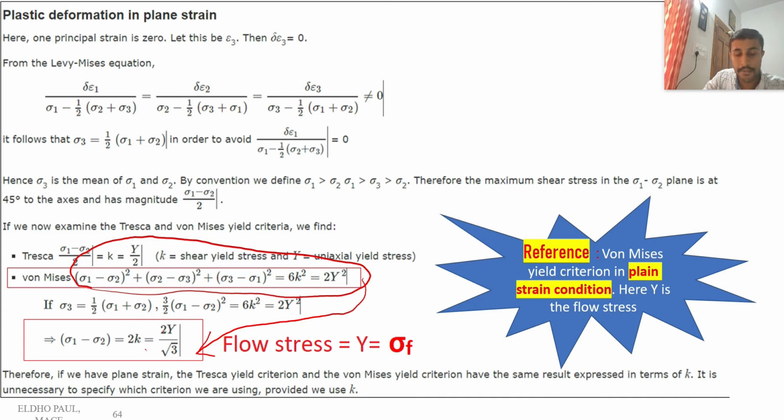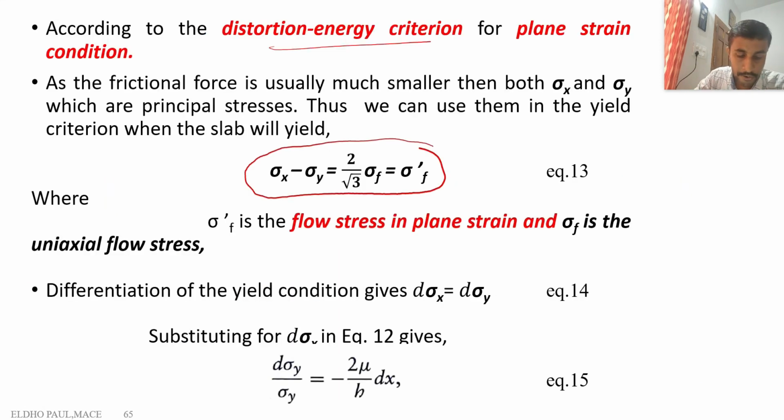Sigma 1 minus sigma 2 is equal to 2 sigma f by root 3. Sigma f is the flow stress. Here we consider strain hardening, that is why instead of sigma y, I am giving sigma f by root 3. So this is the simplified von Mises criteria for a plane strain condition. So sigma x minus sigma y equals 2 by root 3 of sigma f.